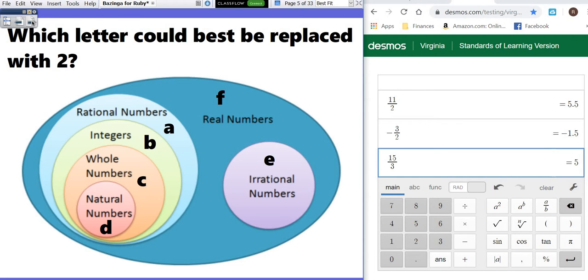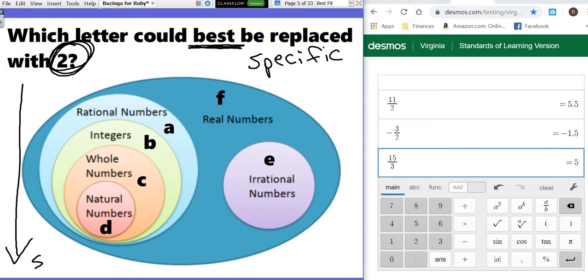It says, which letter could best be replaced with 2? So they're talking about the number 2. And it says best, so that means the most specific spot for the number 2. And if you remember, the further you get down, the more specific things get. Everything up here is very broad and wide, but down here it's very specific. So I would always look and say 2 hairs. So that means number 2 would replace the letter D. It is definitely a natural number, and that is the best place for it.